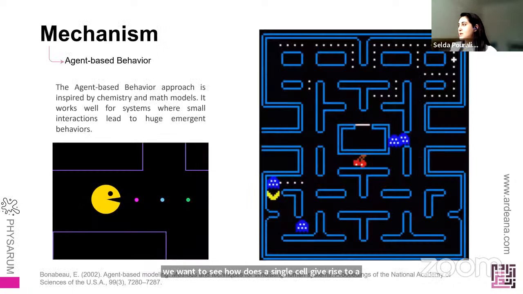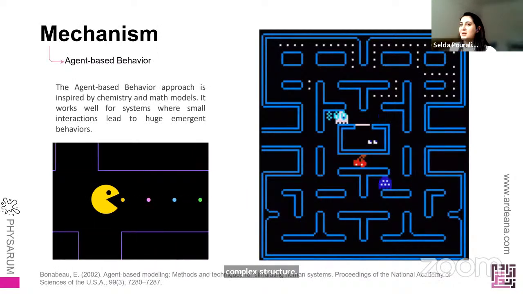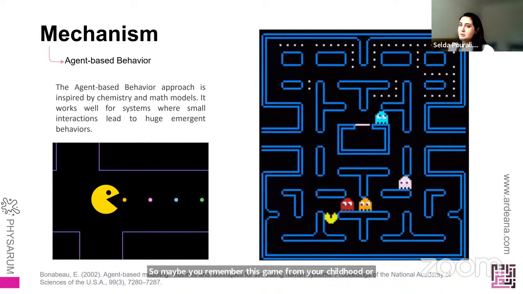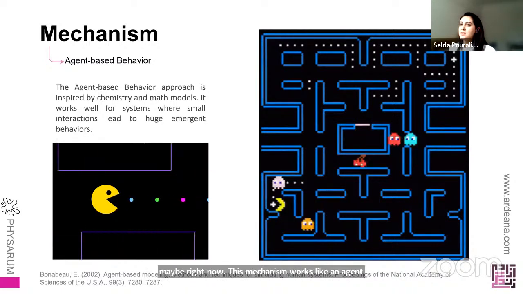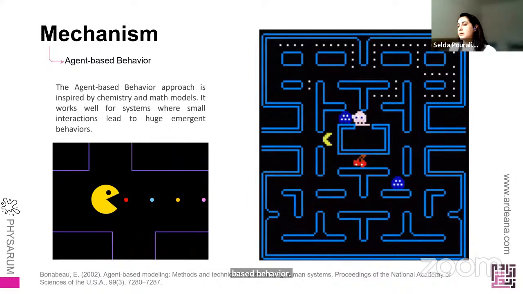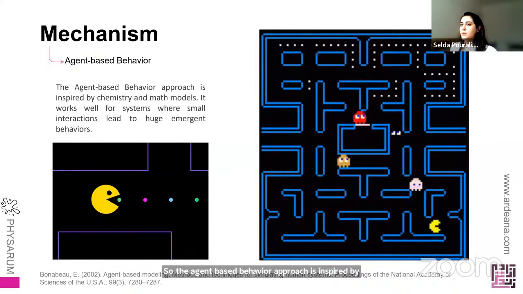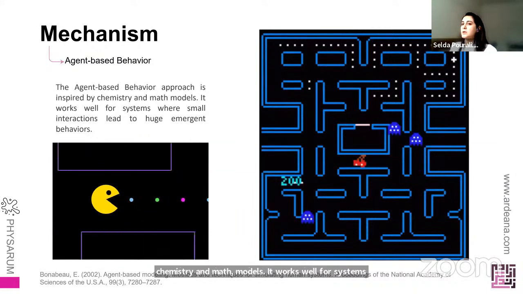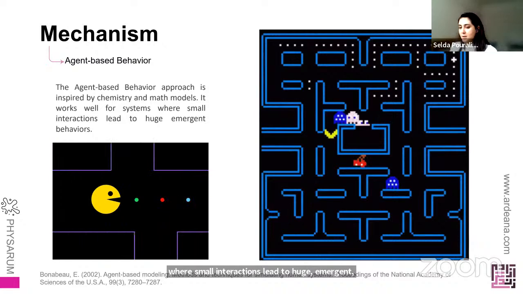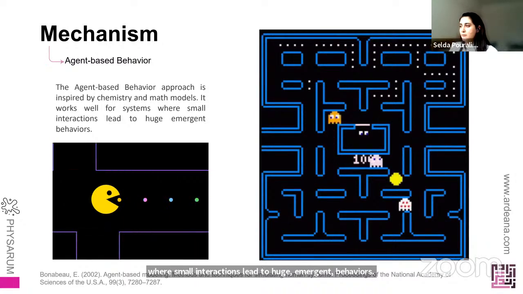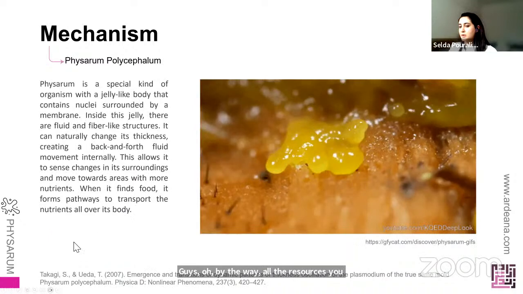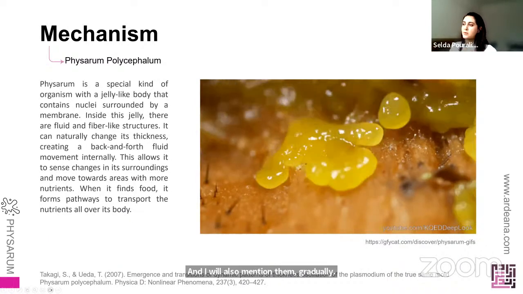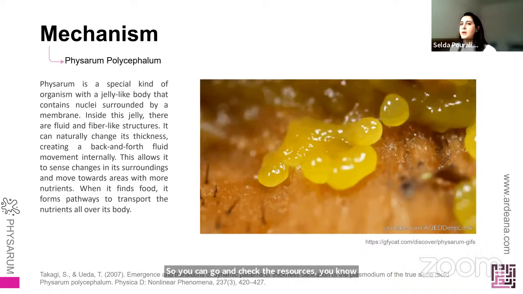So maybe you remember this game from your childhood, or maybe right now. This mechanism works like an agent-based behavior. The agent-based behavior approach is inspired by chemistry and math models. It works well for systems where small interactions lead to huge emergent behaviors. Guys, by the way, all the resources you can find, and I will also mention them gradually. So you can go and check the resources of the researchers themselves.